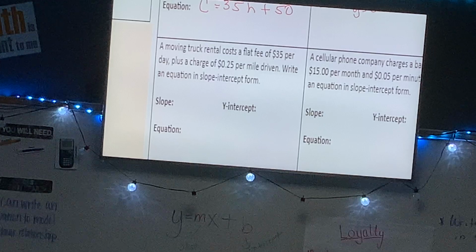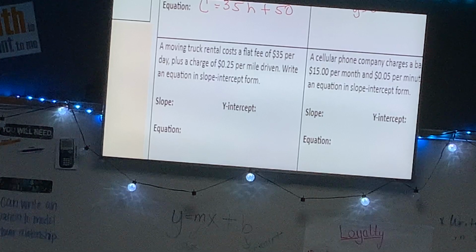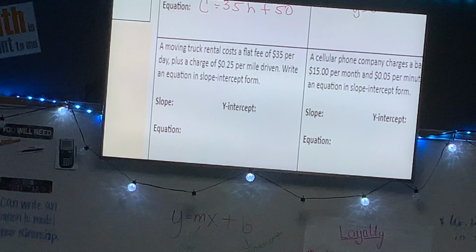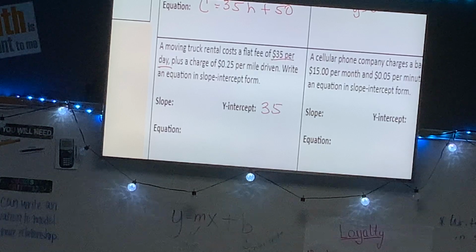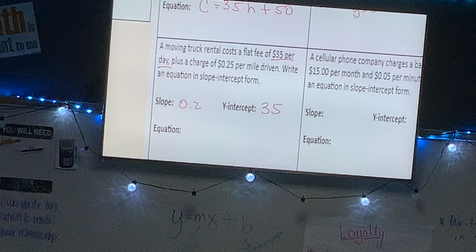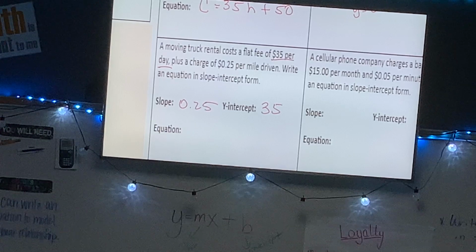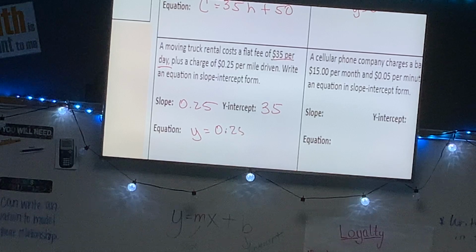A movie truck charges a flat fee of $35 per day. What is that? Your y-intercept. And charges 25 cents per mile. Write the equation in slope-intercept form.